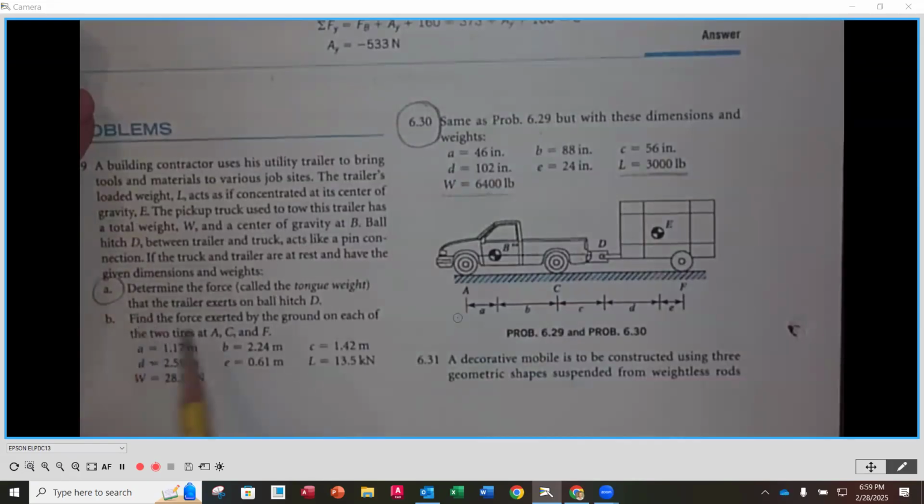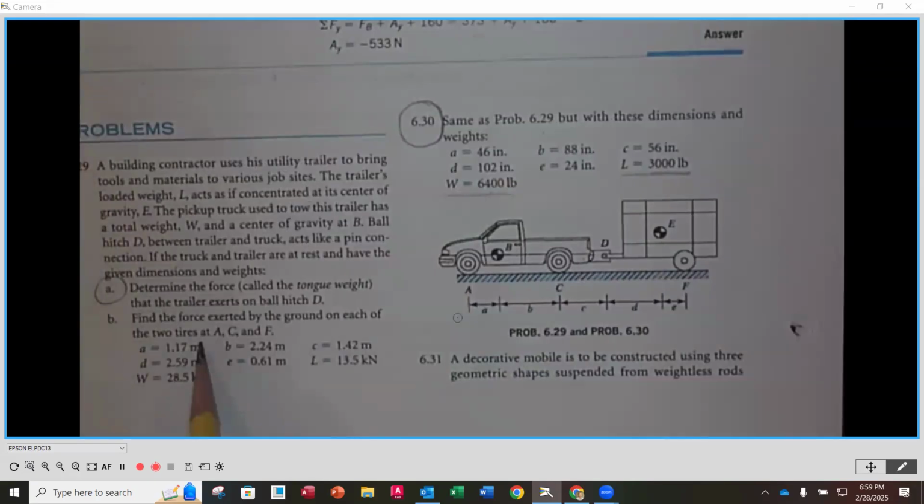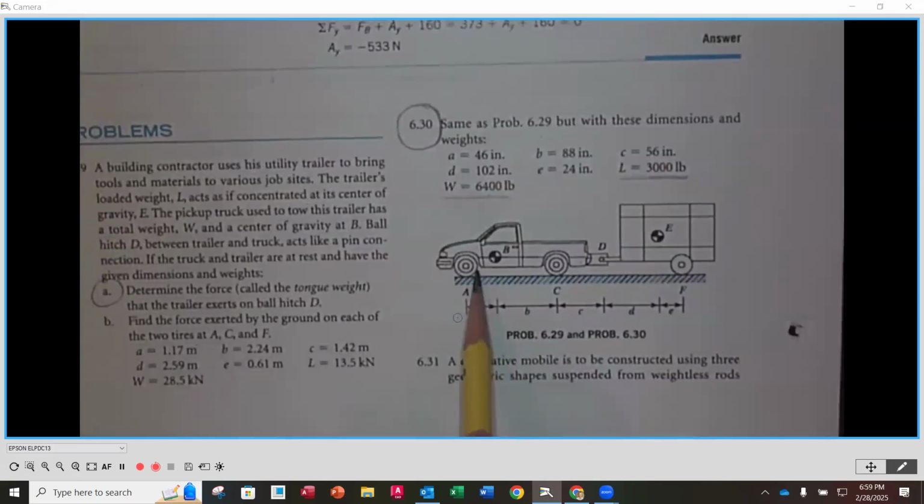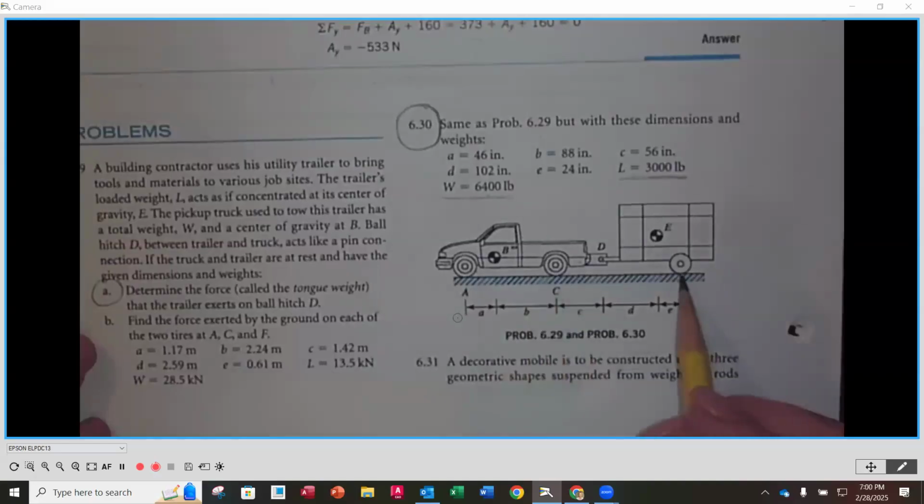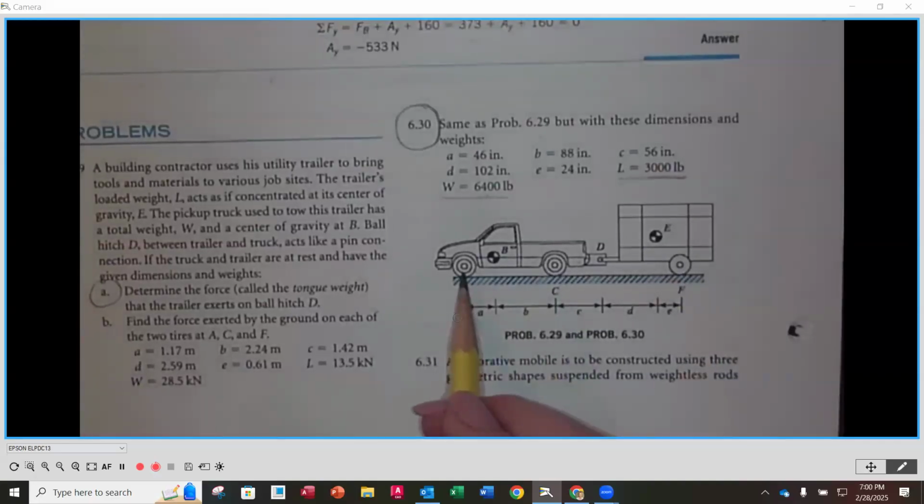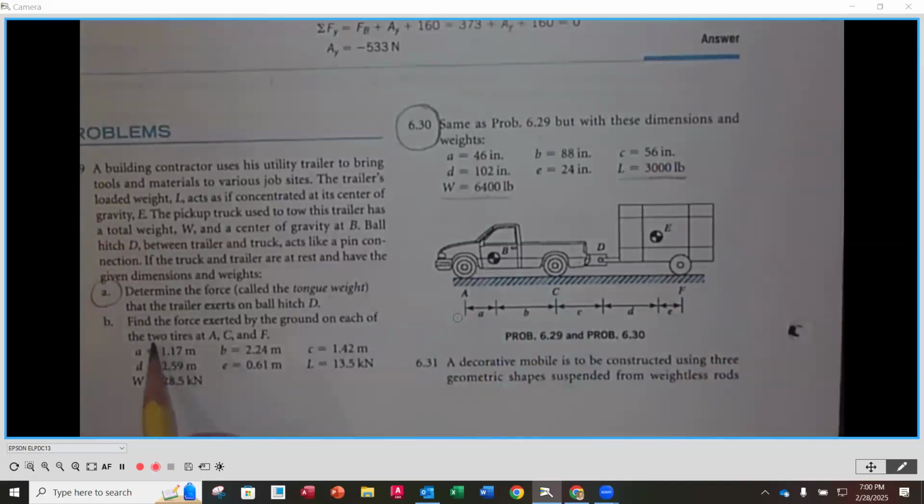Then they also want you to find the force exerted by the ground on each of the two tires at A, at C, and at F. So each of the two tires. When you find the reactions at each of these supports, which are three rollers, that's going to be two tires in each position. So you would divide each one of those in half to find out what it is for each of those reactions.